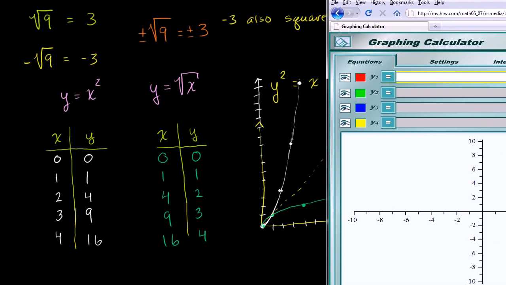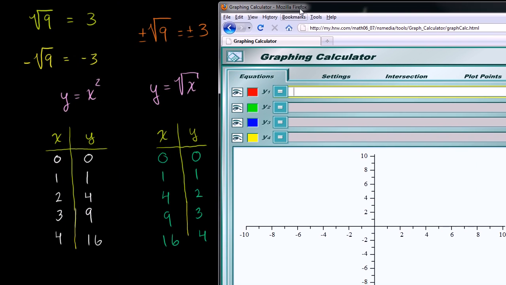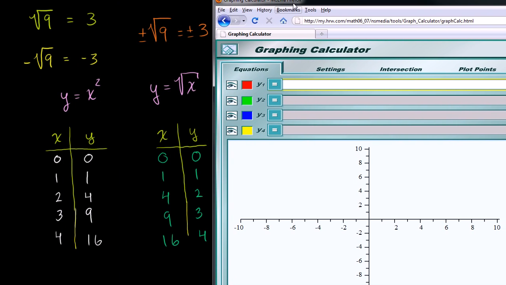I found this on the web. I just did a quick web search. Want to give proper credit to the people whose resource I'm using. So this is my.hrw.com/math06. You could pause this video, and hopefully you should be able to read this, especially if you're looking at it in HD. But let's graph these different things. Let's graph it a little bit cleaner than what I can do by hand.